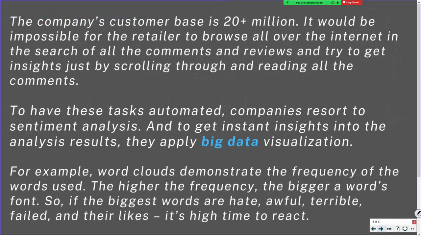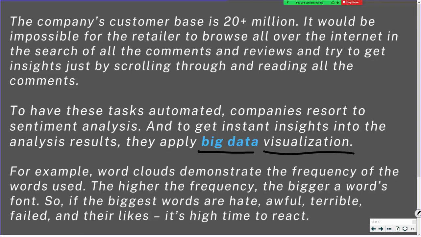The company's customer base is 20 plus million people. So it'd be impossible for them to look at all the comments. Even if somebody's full-time job was to read all the comments, they couldn't do it. So what they do is they get a machine that automates it and gives it some kind of analysis, right? And that's what we call the big data visualization, right? So word clouds tell us how often a word comes up. So hate, awful, terrible, failed, and the like.